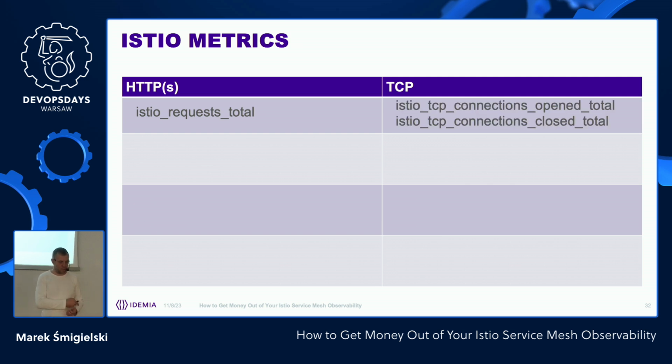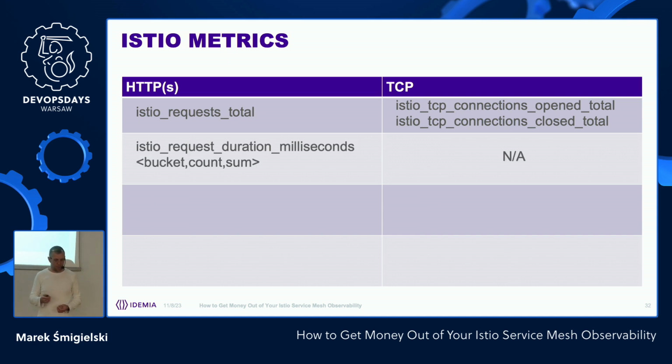If it was HTTPS, and you didn't use the Istio TLS feature for that, there will be two new metrics: connection open and close on the TCP connection. So they are added together, and then you will see all the traffic that is coming through the Istio proxy.